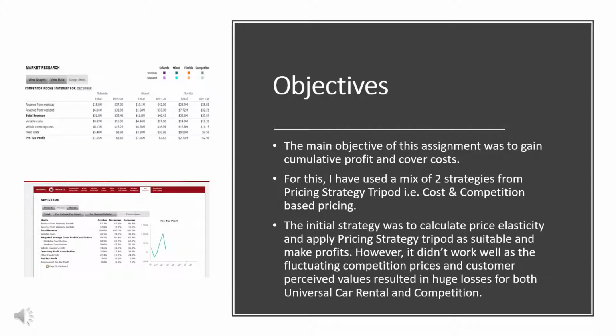Objectives. The main objective of this assignment was to gain cumulative profit and cover costs. For this, I have used a mix of two strategies from the pricing strategy tripod, that is cost and competition based pricing. The initial strategy was to calculate price elasticity and apply the pricing strategy tripod as suitable and make profits. However, it didn't work well as the fluctuating competition prices and customer perceived values resulted in huge losses for both Universal Car Rental and competition.